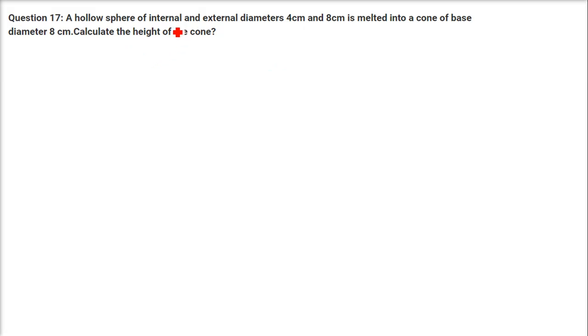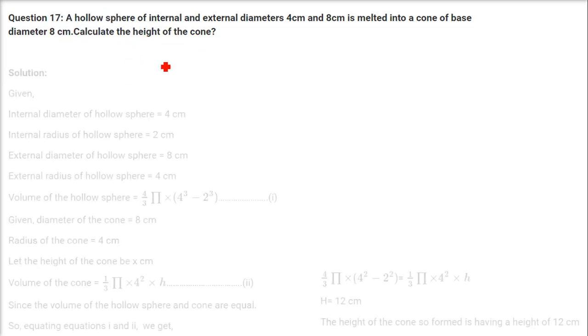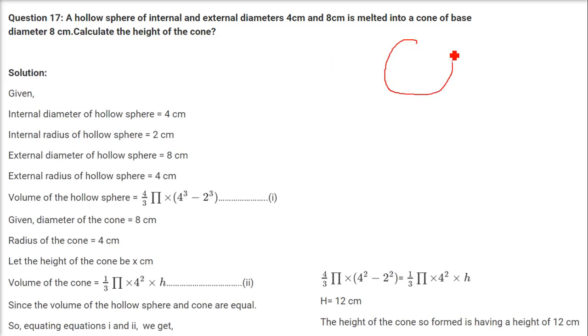A hollow sphere of internal and external diameters this much is melted into a cone of base diameter 8 centimeter. Calculate the height of the cone. Again, we have a hollow sphere. And this hollow sphere has internal and external diameters as 4 and 8. So radius will be 4 by 2, that is 2, and 8 by 2, that is 4. Internal is 2, external is 4.